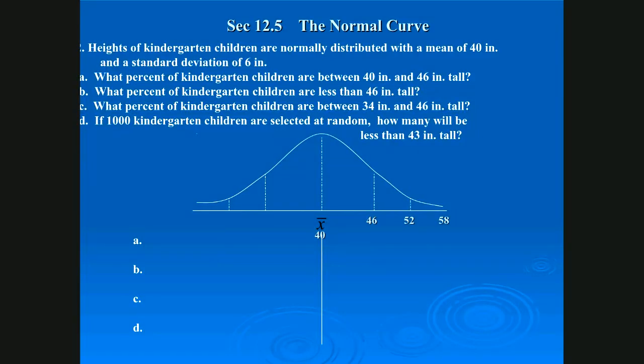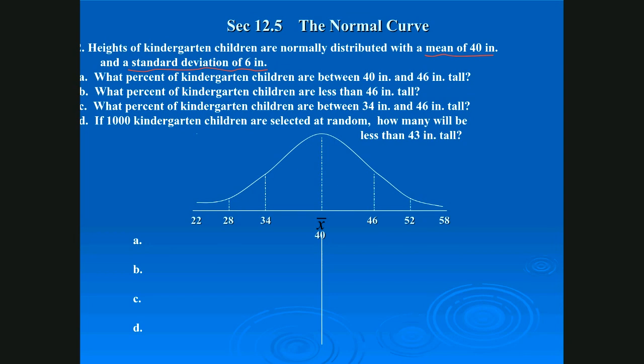If we go one standard deviation below the mean, we subtract 6 inches, we get 34 inches. If we go one more standard deviation below the mean, we subtract 6 inches, we're at 28 inches. And if we go a third standard deviation below the mean, we subtract another 6 inches, we're at 22 inches. And this information we have to be given. We're always told the mean, and we're always told the standard deviation.